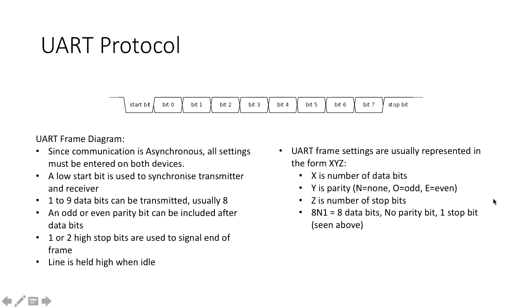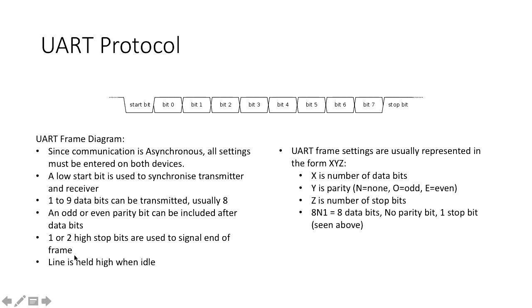And then the UART protocol. So, the UART frame diagram: since the communication is asynchronous, all settings must be entered on both the devices. So that is one thing. A low start bit is used to synchronize the transmitter and receiver, because you need a bit that will synchronize both the receiver and transmitter. Then 1 to 9 data bits can be transmitted, usually 8. An odd or even parity bit can be included after data bits. 1 or 2 high stop bits are used to signal the end of the frame.